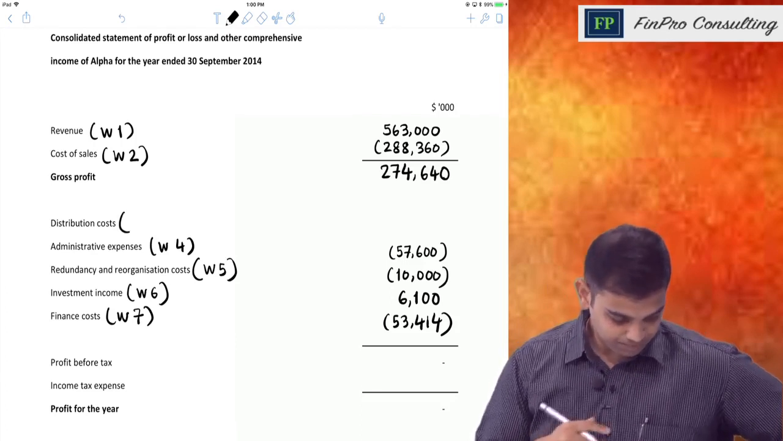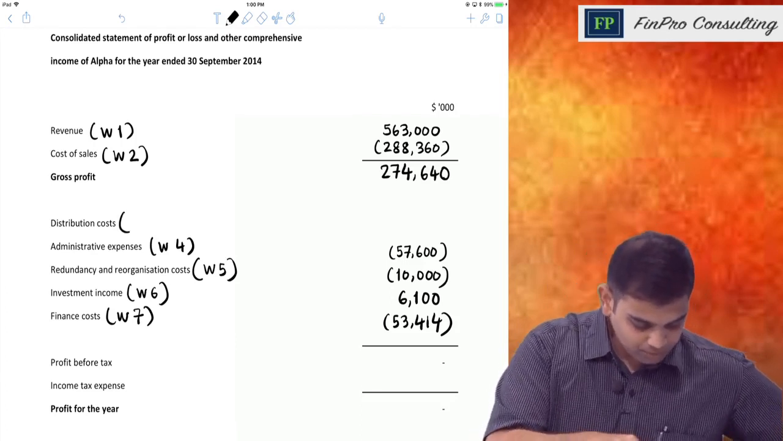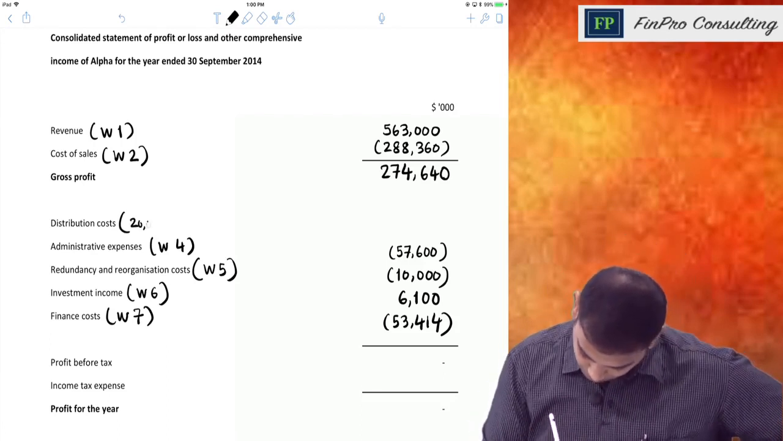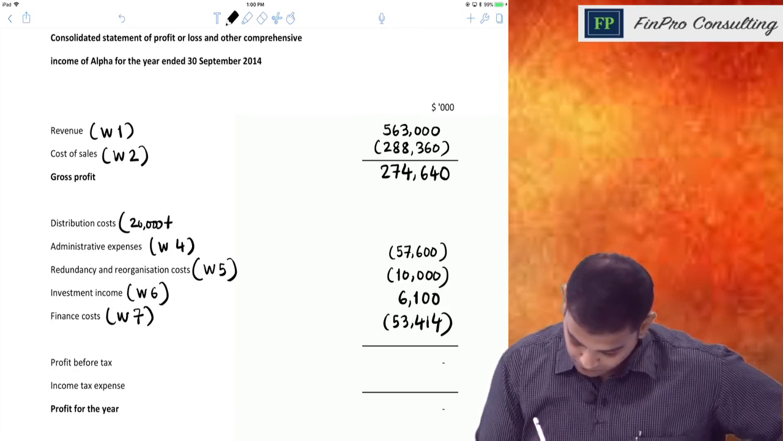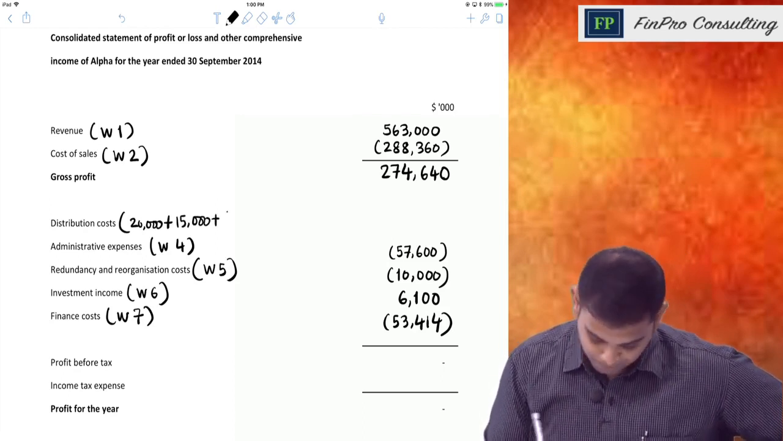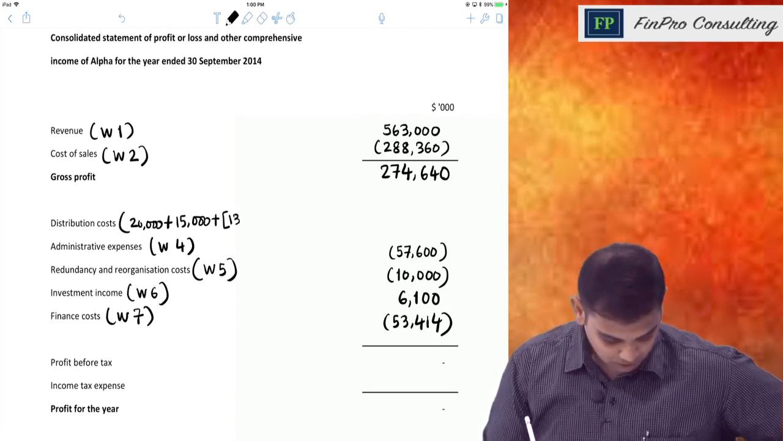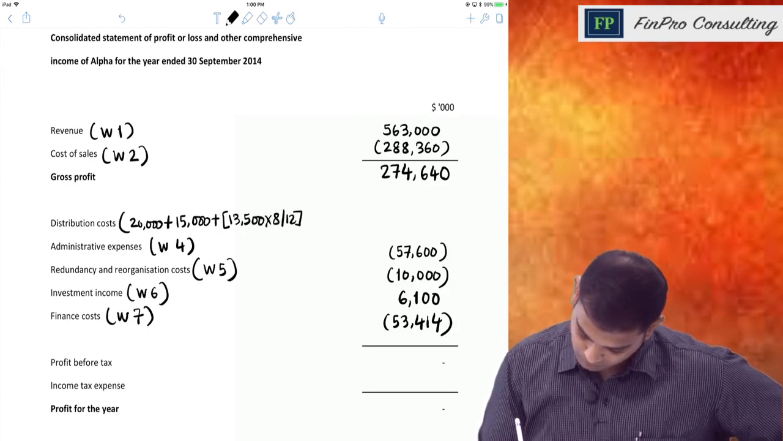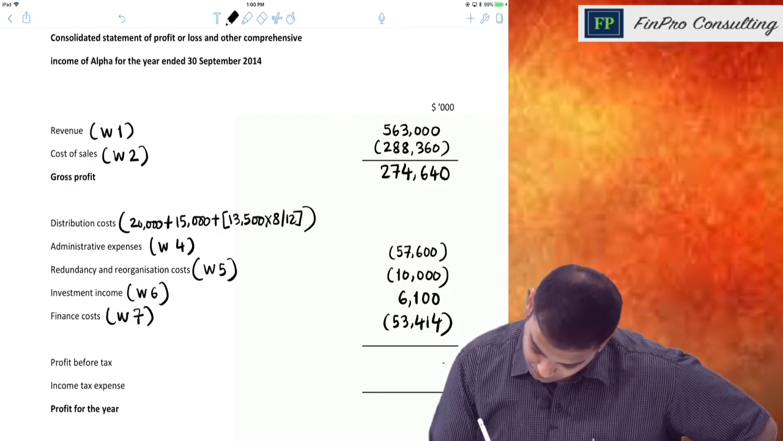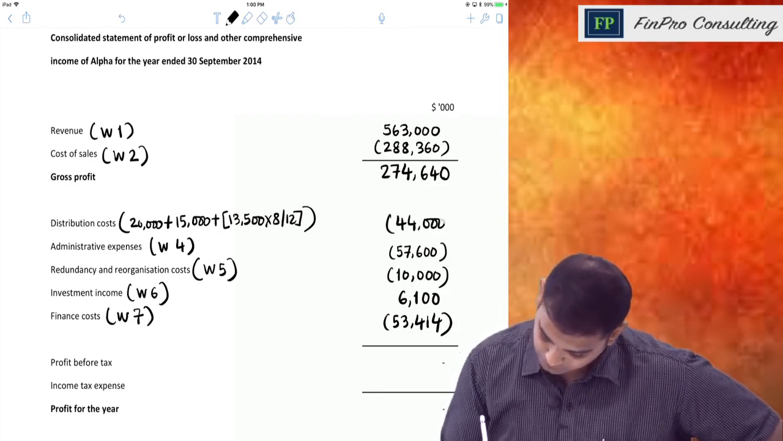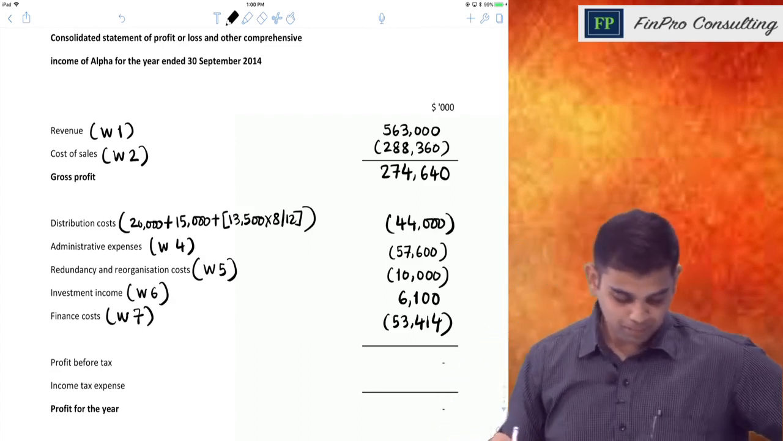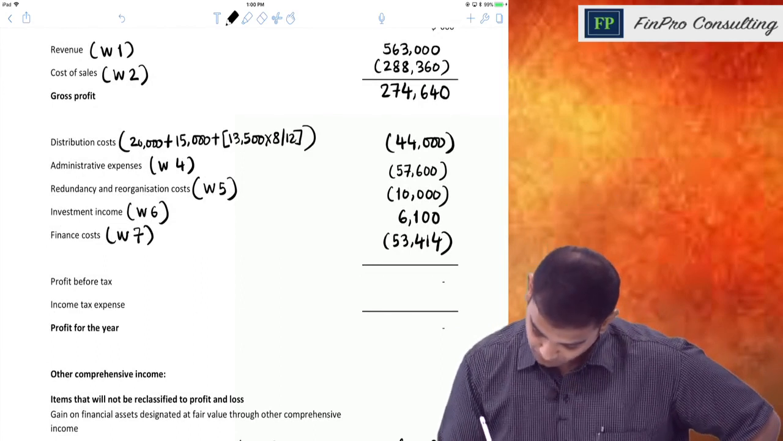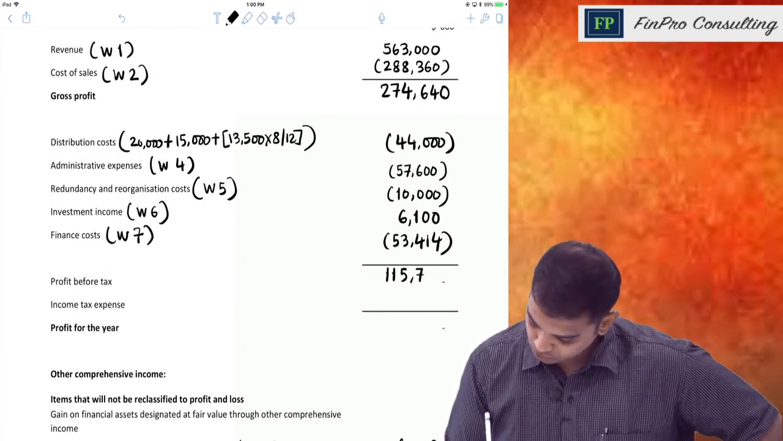Distribution cost is just an addition. So what is the amount? 20,000. No adjustment, just an addition. Plus 15,000 plus 13,500 into 8 by 12. 44,000. It's a cost. Compute profit before tax. 115,726.